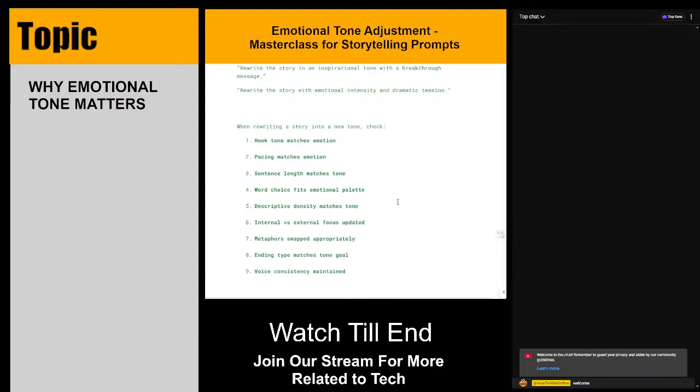Now we will discuss the full story transformation. If you want, I can generate one story rewritten in all tones with commentary. So this is all we are discussing today.